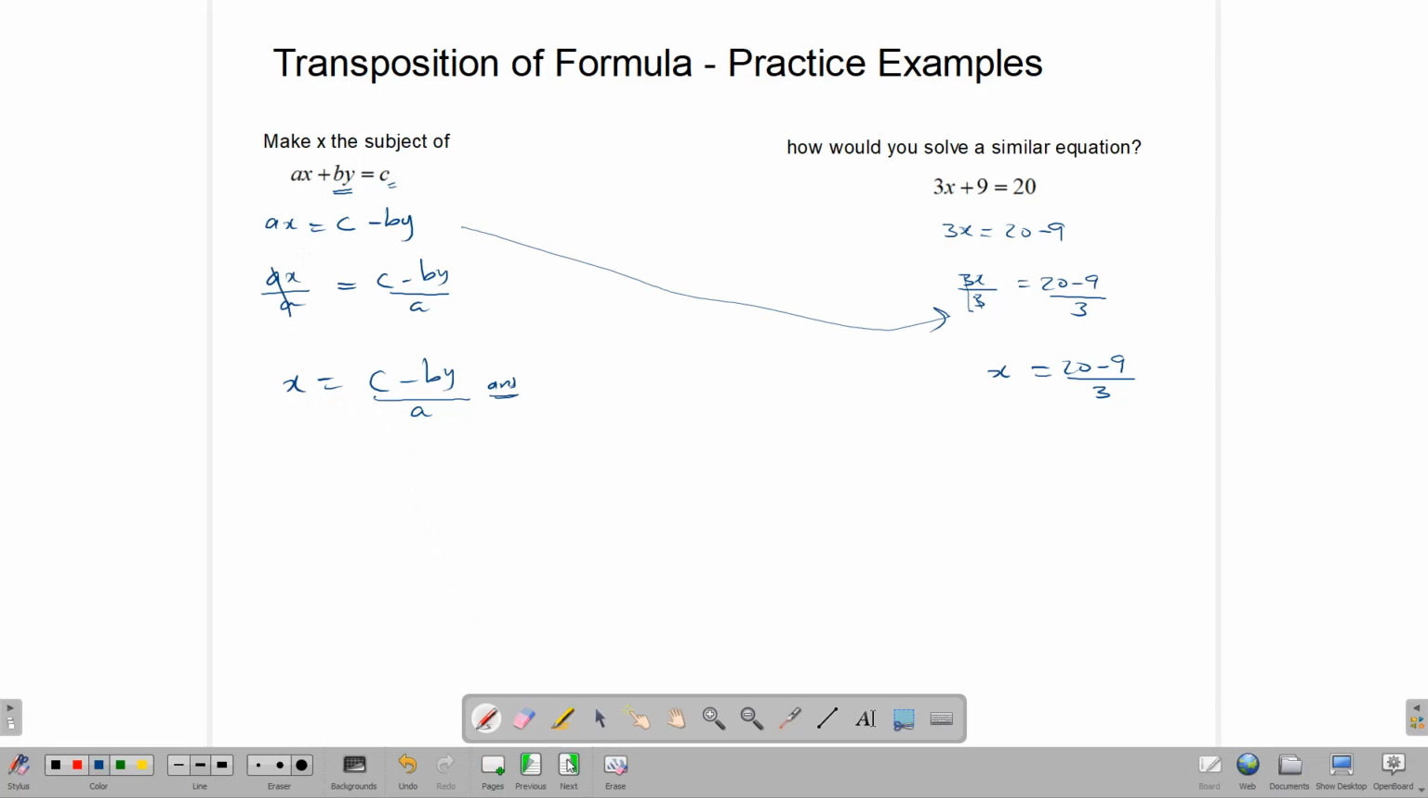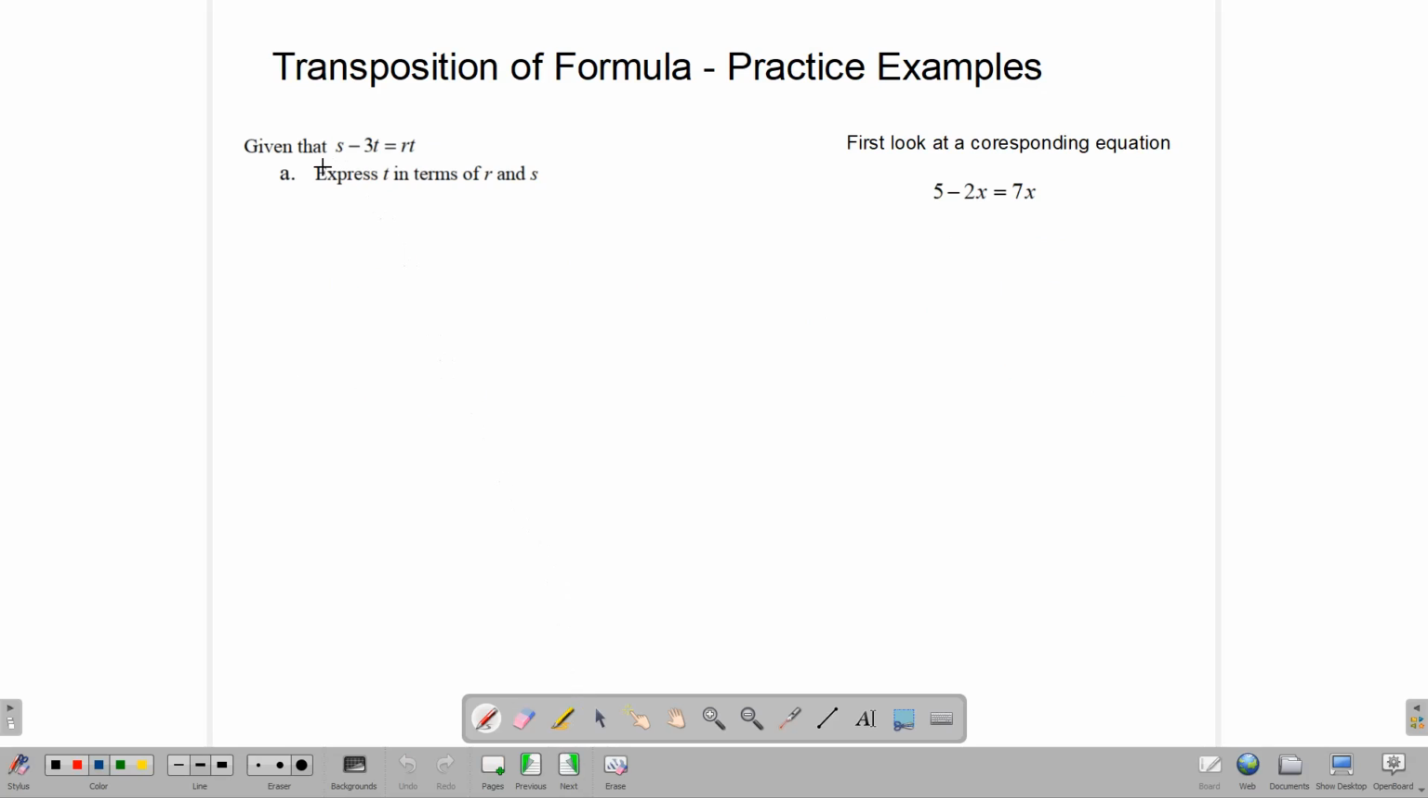Let's look at another example. Given that s minus 3t equals rt, express t in terms of r and s, which means we must make t the subject.